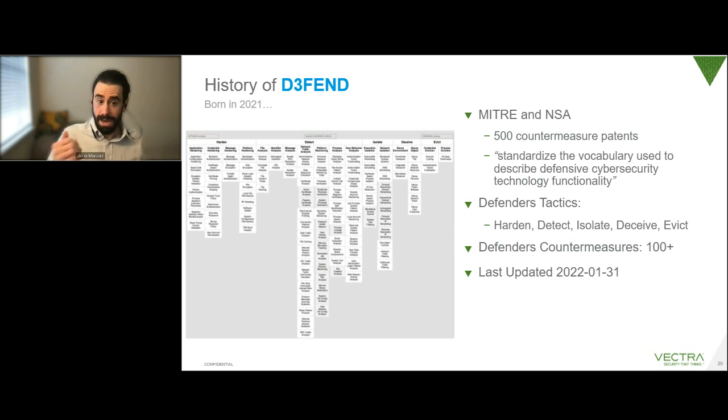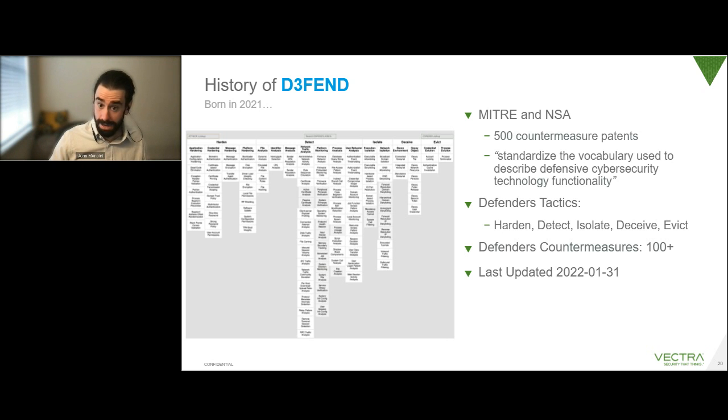Underneath those tactics are countermeasures, the techniques, countermeasures in the D3FEND framework. And these are the actions that we as defenders can take to harden, to detect, to isolate, all these things. And there's about 100 plus of them right now. It's growing. The last update was earlier this year. It's been updated a few times now, and it looks like they're committed to continuing to update this, which is excellent because it's a really powerful framework to talk about what defenders can do and how to stop an attack.